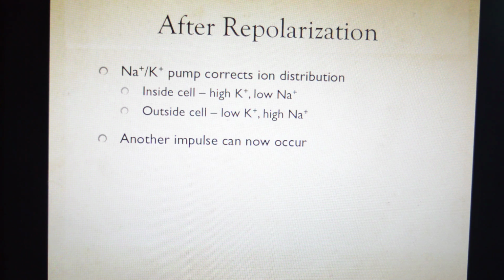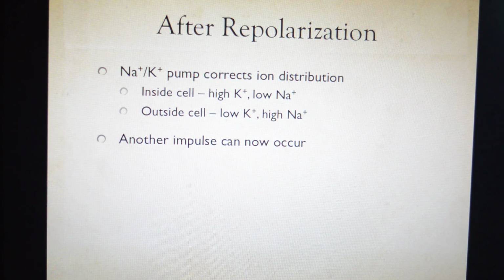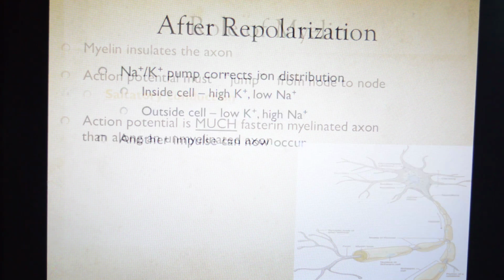Now we're going to be talking about after the repolarization phase. The sodium-potassium pump corrects the ion distribution, and inside the cell becomes high potassium and low sodium, and outside the cell is low potassium and high sodium. Another impulse can now occur.